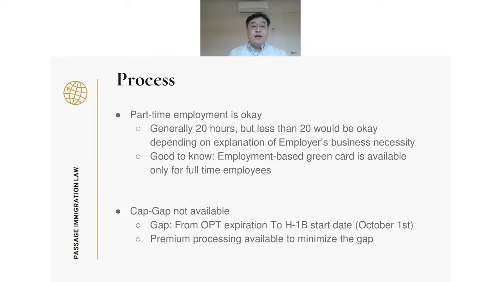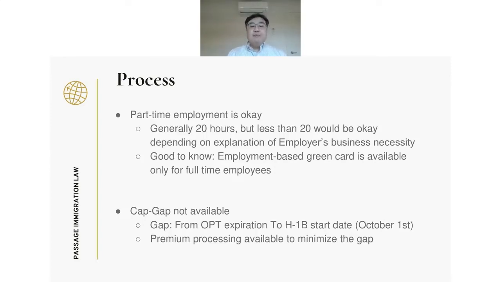And it's good to know, in contrast to that, if you are being considered for permanent residence based on employment, you should be hired full time. So there's a big difference between H1B and green card.